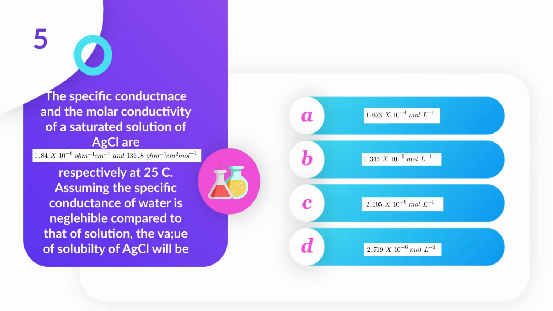Coming to question number 5. The specific conductance and molar conductivity of a saturated solution of AgCl are given. Assuming the specific conductance of water is negligible compared to that of the solution, the value of solubility is. Now, how would we solve this question?